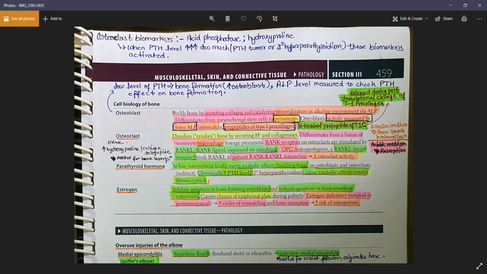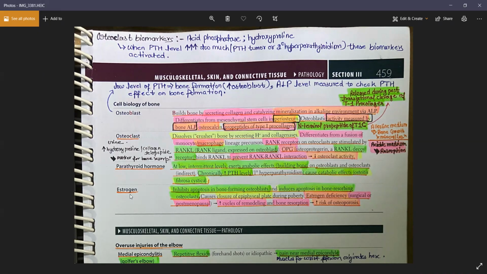Then you have the parathyroid hormone. We have discussed how this works, and then the estrogen. Again, we have discussed how this estrogen works. It will increase the OPG, and as a result, the OPG will bind to the RANK ligand. It won't let the RANK ligand bind to the RANK receptor, and as a result, my osteoclast cells are inhibited and osteoblast cells are activated.